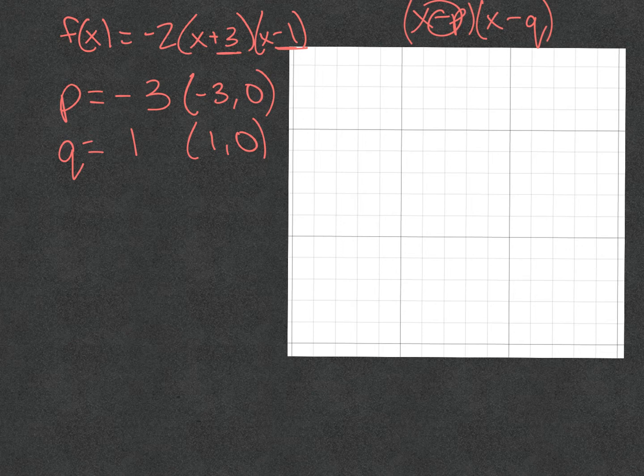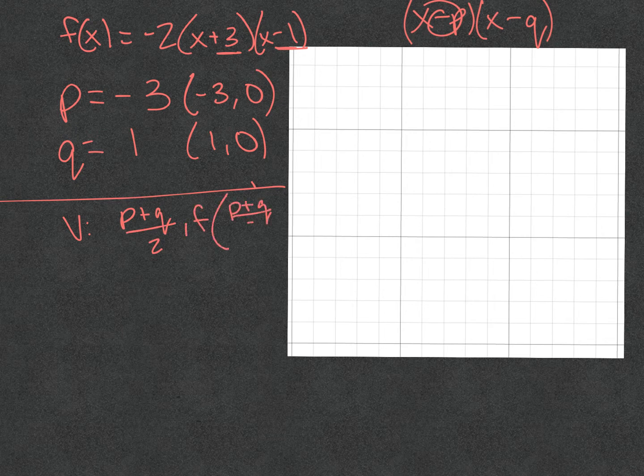Now, the next thing I need to do is find my vertex. My vertex is found by (p + q) over 2, and then I plug that back into my function, and then I get that output. So let's try that out. To find (p + q) over 2, that's (-3 + 1) over 2. That gives me -2 over 2, so I have a -1. And that is the x value.